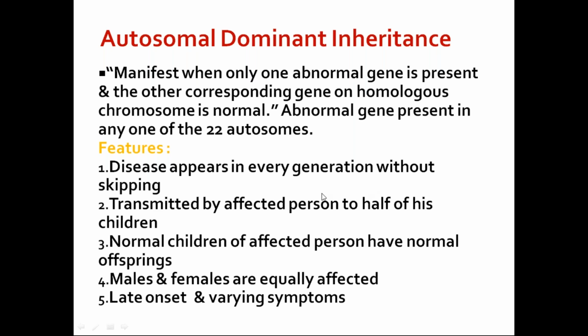In every generation, the condition is transmitted by the affected person to half of their children. If the mother or father has some genetic abnormality, every generation will be affected. In this family, they have 4 children, and 50% of the children are affected in autosomal dominant conditions. Normal children of an affected person have normal offspring.